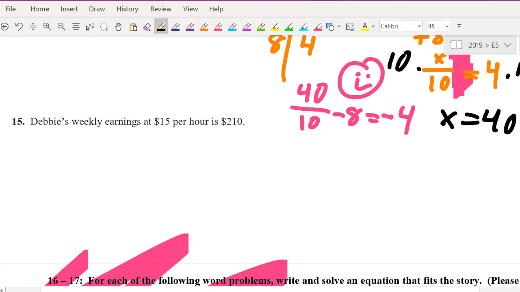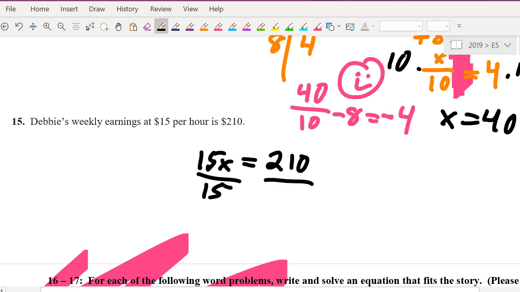All right. Each hour is $15, so it's $15 times a mystery number, because each time it's $15, so it's multiplication. All right, divide by 15 on both sides. Here's a little tricky one. How many times does 15 go into 210? I have no idea. Let me see. 14. I think I'm right. Anybody have a calculator? Am I right? Okay.